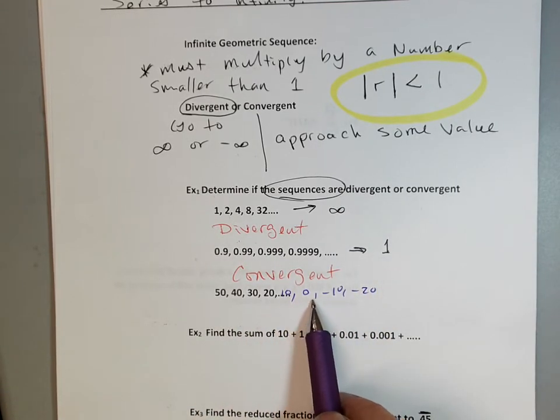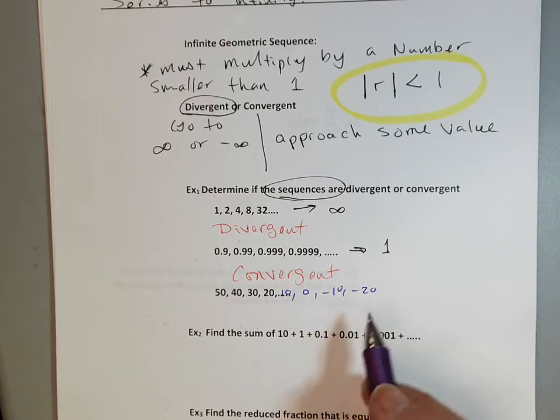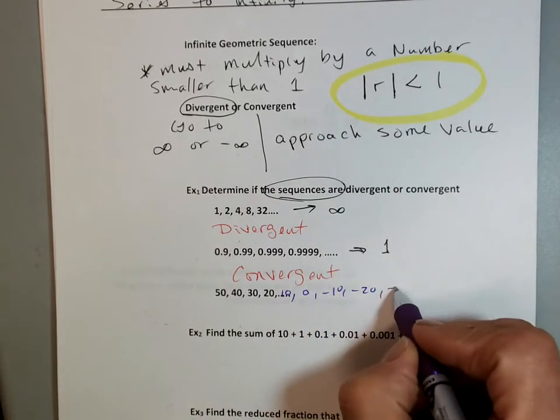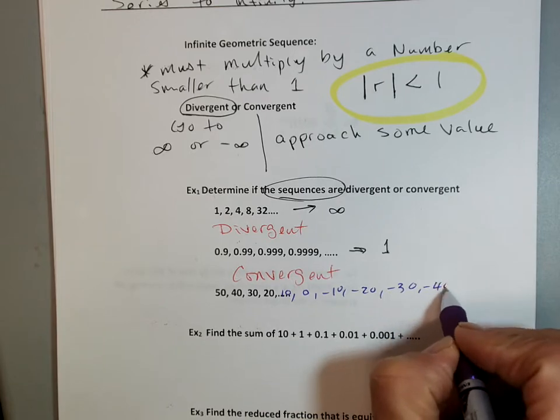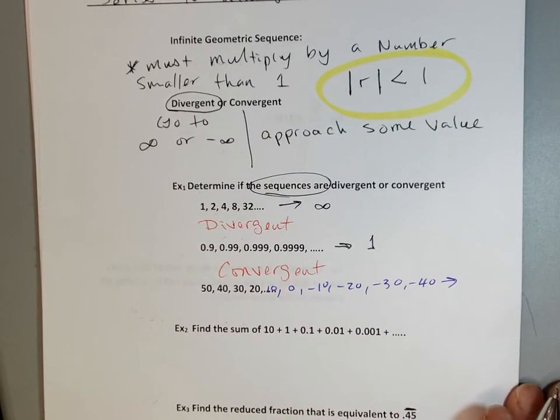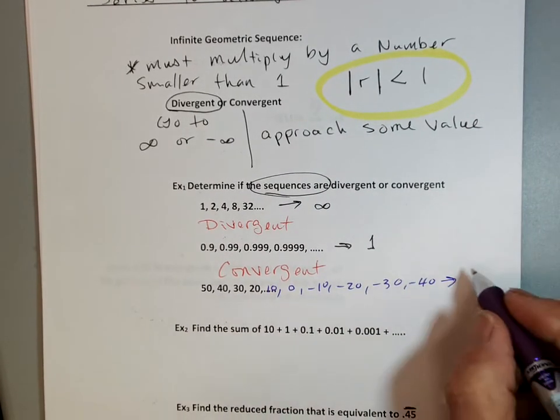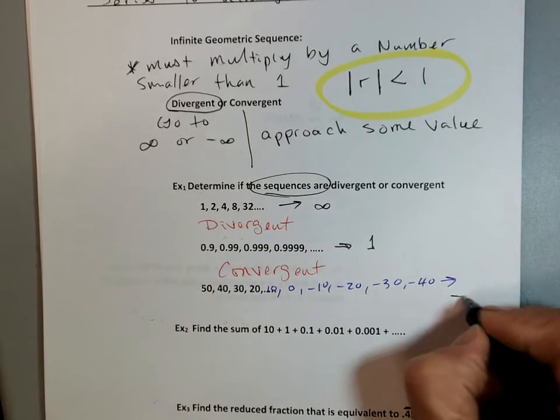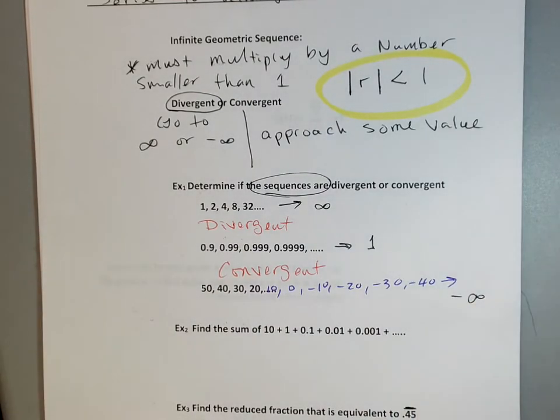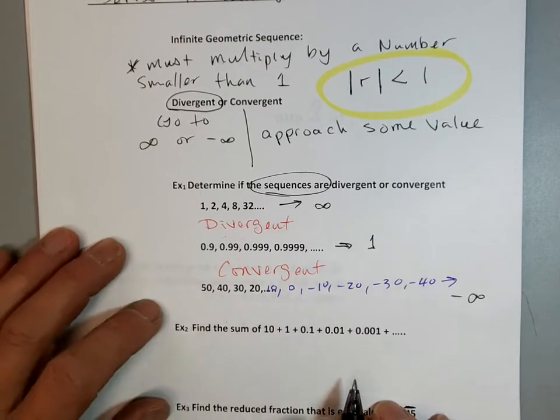to 0, and what happens? You're going to still keep subtracting 10, right? Negative 20, negative 30, negative 40. What's this one going to? Negative infinity, right? This one's going to negative infinity. So this one's going to be divergent also, right?